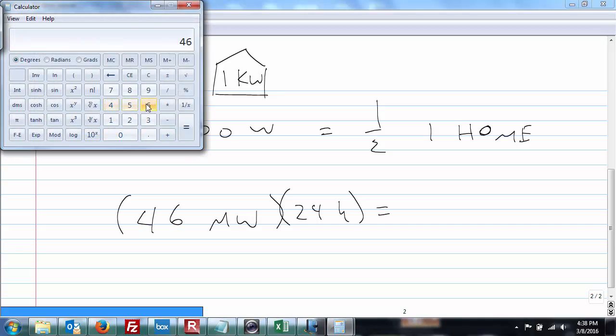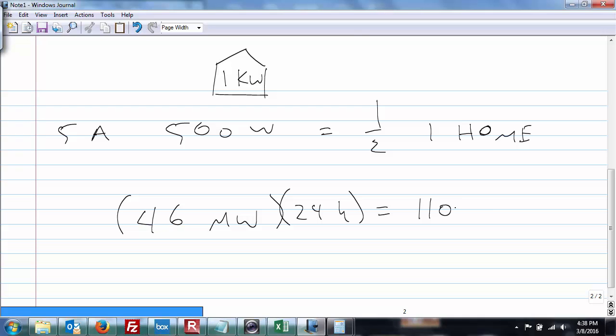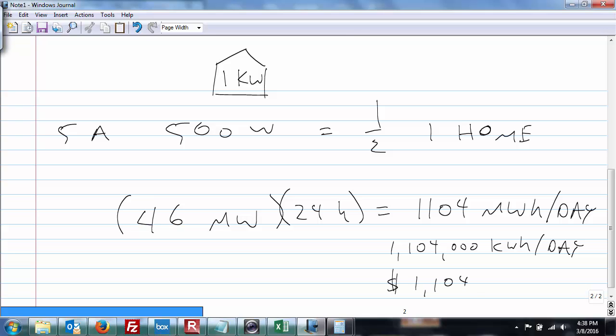So 46 times 24 equals 1104 megawatt hours per day. So that's 1,104,000 kilowatt hours per day. So that's about $1,104 per day to run that they burn through in electricity.